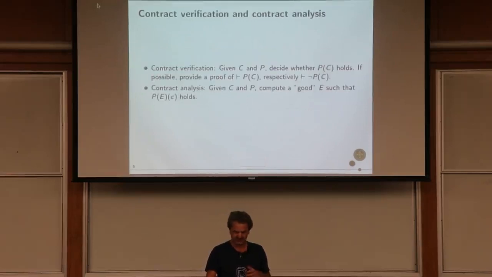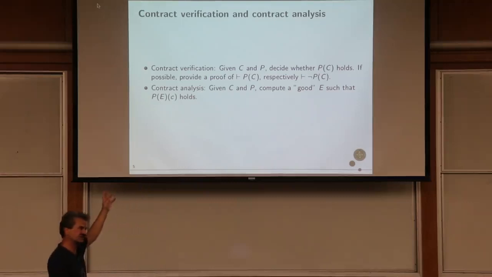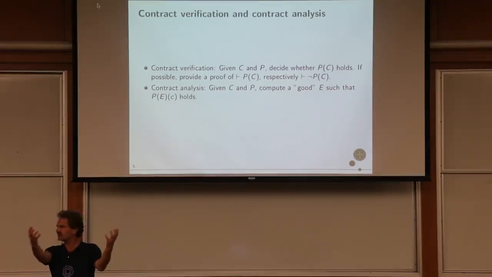So, just terminology. A little bit fluffy, if I might say, but I think it's good to think of contract verification as: given C and the specification of a predicate, a property P, we're interested in deciding whether P of C holds. Okay. So I have a contract. I want to make sure it has the property P. Is it the case or not?